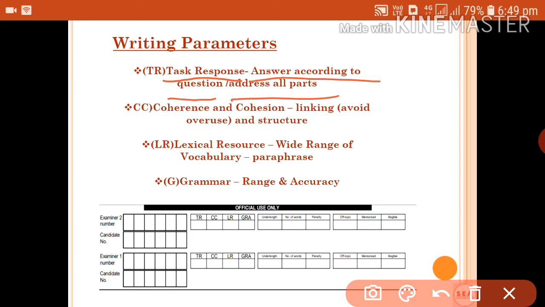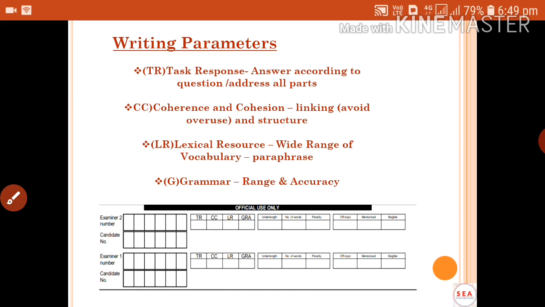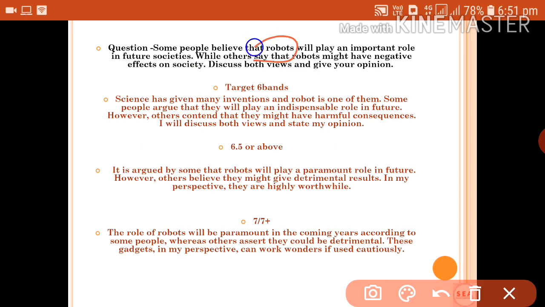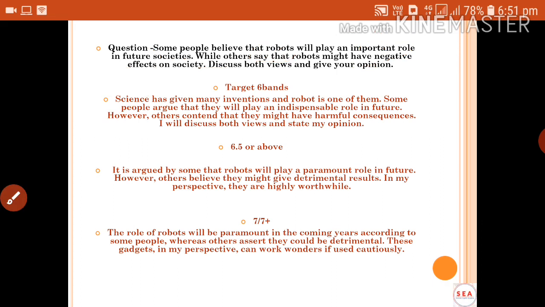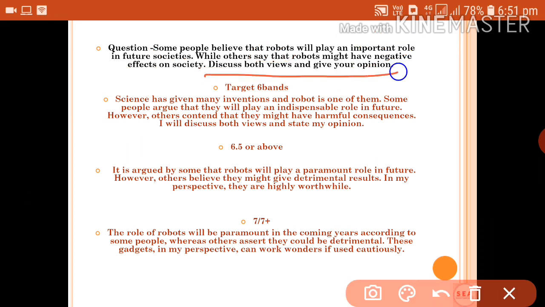Let's understand these components with the help of the introductions which we made in our first video. The topic was about robots. Now if you don't discuss robots in your writing and you start discussing mobile phones or computers, that means you are not answering according to the question, losing band score in task response. Address all parts means the question is asking you to discuss both views and give your opinion. If you don't discuss all these things, you are not addressing all parts, hence losing band score in task response.